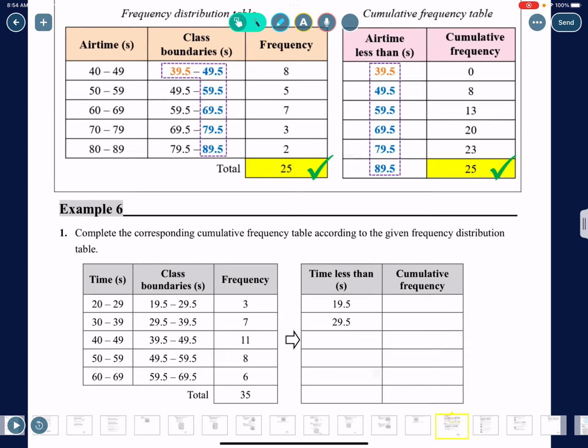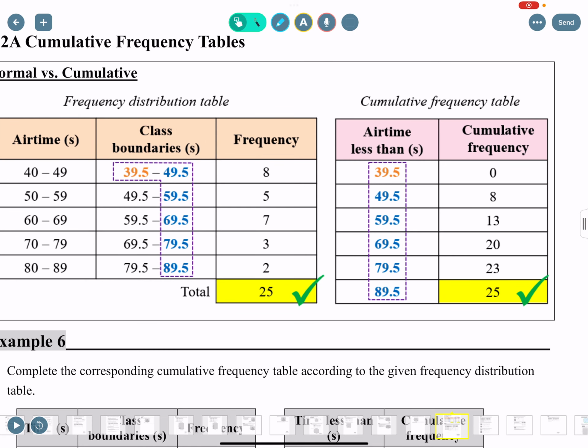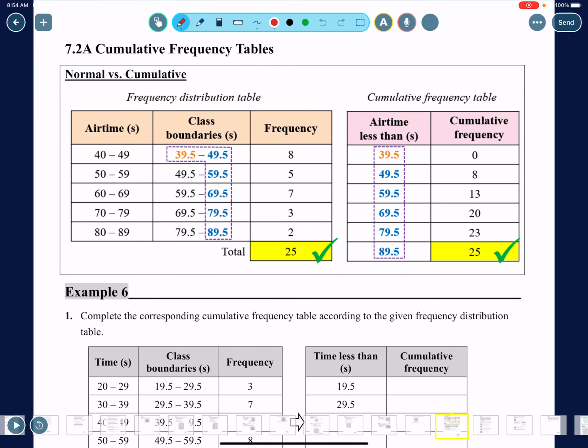Hello, this is about cumulative frequency polygon. But before we go there, we need to understand the meaning of cumulative frequency. Maybe in the last video, it was not mentioned or explained well. Now, first, you have to understand the difference between the two tables.